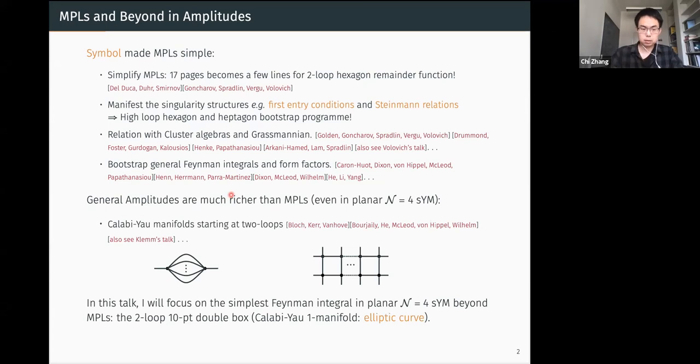However, we all know that general amplitudes are much richer than polylogs. For example, as Albert discussed, the banana diagram relevant to the electron self-energy contains a Calabi-Yau manifold, and even in planar N=4 super Yang-Mills theory, Calabi-Yau manifolds appear in the amplitudes. So in this talk, I will focus on the simplest Feynman integral in planar N=4 super Yang-Mills theory which is beyond polylogs. That's the 2-loop ten-point double box integral.